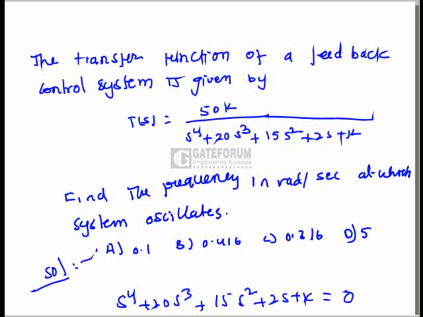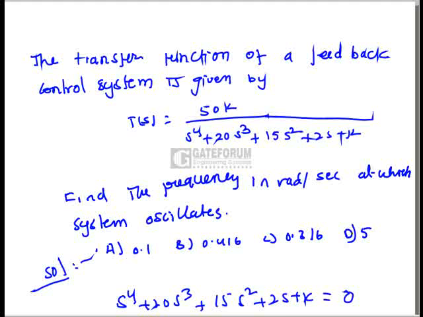The question is, the transfer function of a feedback control system is given, and we have to find the frequency of oscillations such that the system is marginally stable. If the system is marginally stable, the roots are on the imaginary axis, so that's why it will have some oscillations. Now we have to find that frequency of oscillations.